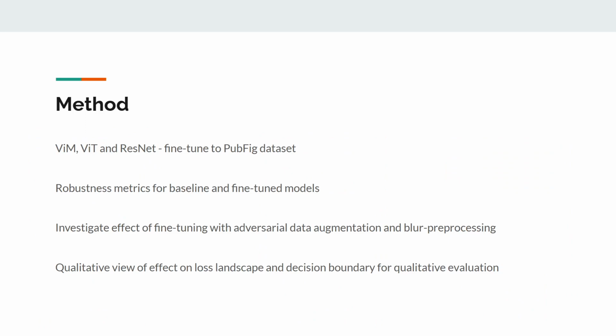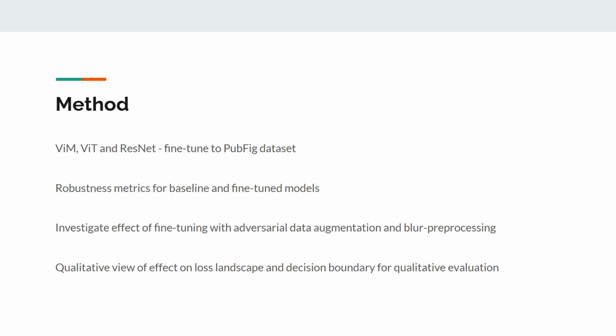And the way we did it is we essentially calculate a bunch of robustness metrics for 3 different models in order to compare, namely Vision Mamba, Vision Transformers, and ResNet. And in order to do this, we first fine-tune them to the public figures dataset so that they are adapted to the same domain. Then we calculate the robustness metrics for the baseline models, i.e. before fine-tuning, and the fine-tuned models.